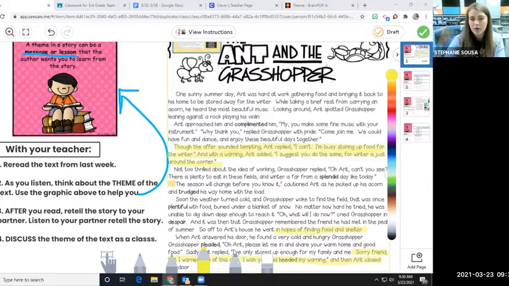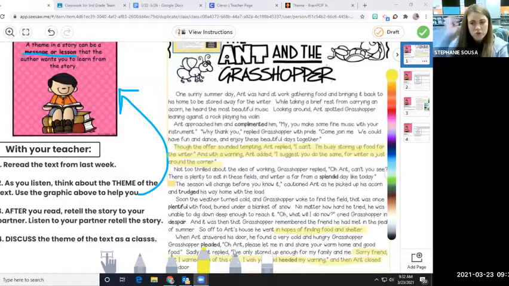All right, here you go into your breakout rooms. Discuss, what can the ant and the grasshopper teach you? What is its theme? What could we learn about life from ant and grasshopper? What could a theme be of this text? What could we learn from ant and grasshopper's journey through winter?